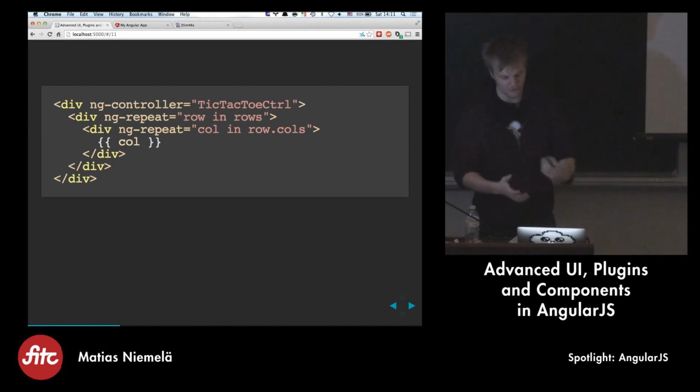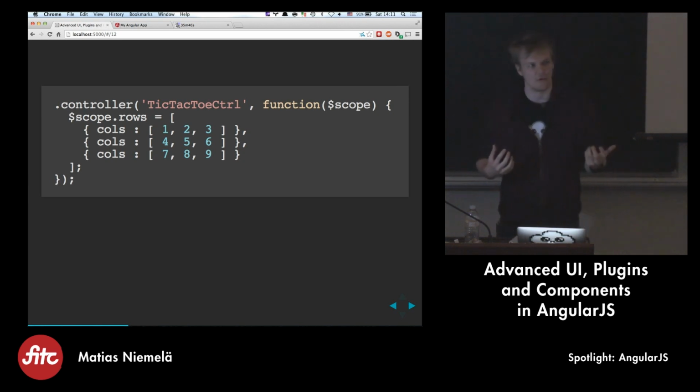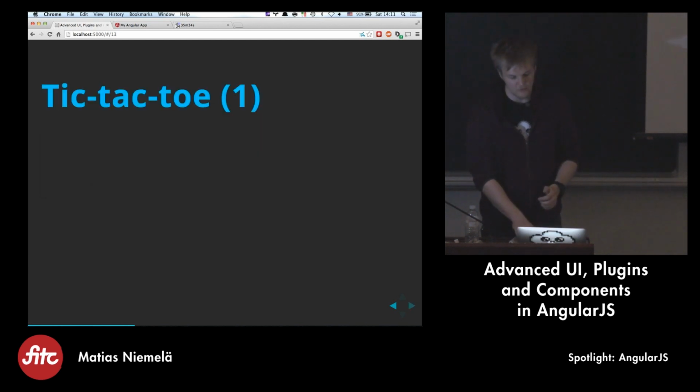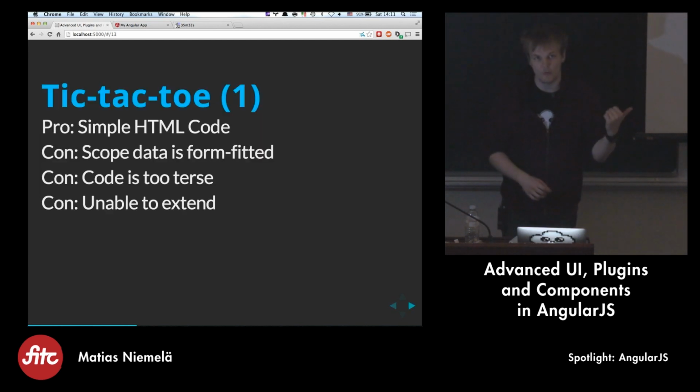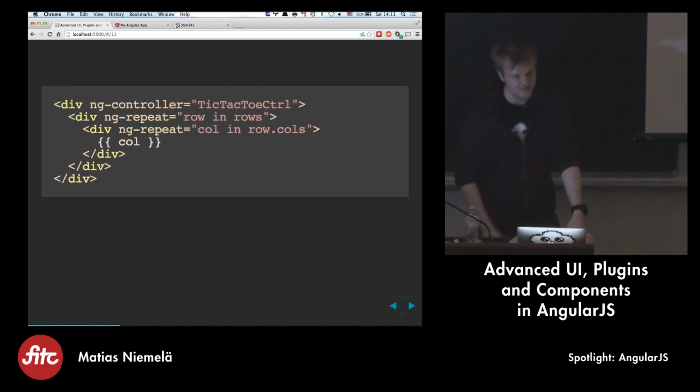So what's happening here is we have rows and we have columns. And the trouble with this is that how can I separate these two down the road? I'm going to have this big controller that has this data that's designed specifically for this template. Well, the HTML code might be simple and easy to understand, but the scope data is form-fitted and just too terse. Somebody who's new to Angular and sees a full template full of this, you're not going to want to use it.